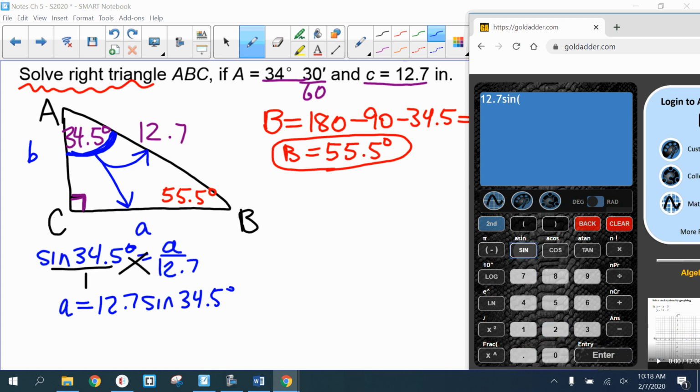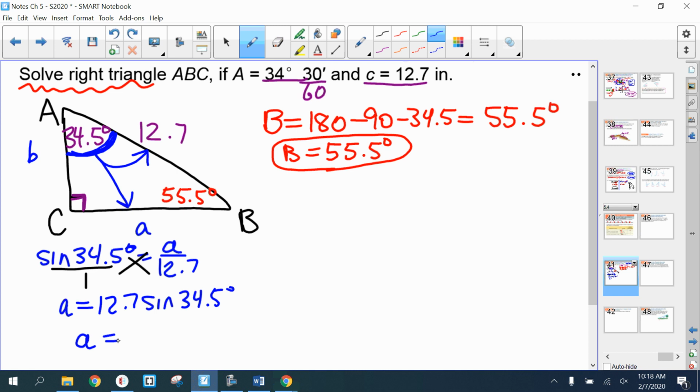Make sure you're in degrees. 12.7 sine 34.5. And in this problem, it's 3 significant figures, so they intended for you to round to 3 significant figures, 7.19. What's the unit? Inches. Okay, so now we know this side is 7.19. And now all we need is B, okay? I'm going to do B in green.